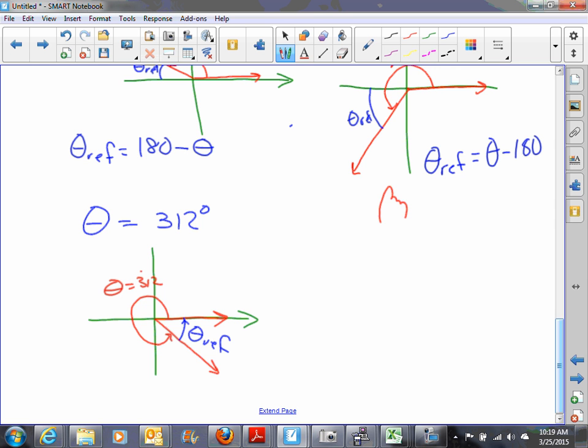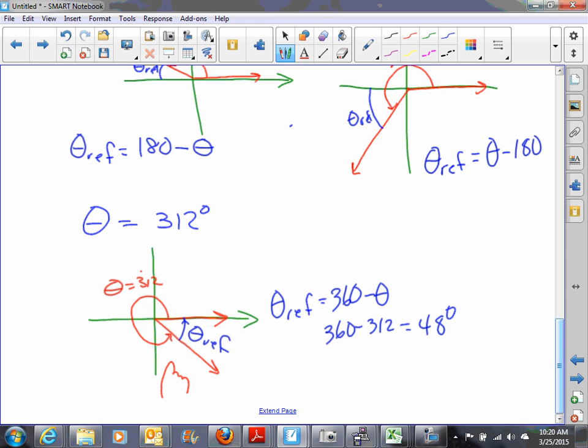Now, again, if you look at this, theta ref would be 360 minus theta. So in the fourth quadrant, theta ref is equal to 360 minus theta, or in this case, 360 minus 312, or 48 degrees. Okay.